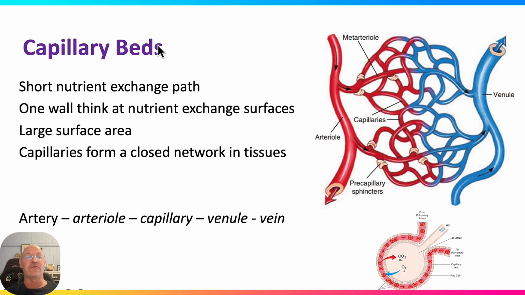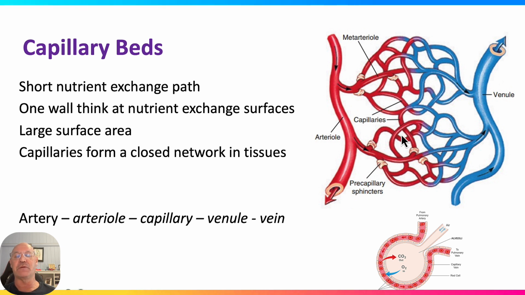So again, let's have a look at the characteristics of these capillary beds. Because they're wrapped around these exchange surfaces, and they've got very thin walls. The capillaries are very small with very thin walls, and they're wrapped around these exchange surfaces. So again, we've got a short nutrient exchange path, and because we've got this whole network of capillaries, we've got a large surface area in which the nutrients are able to diffuse across into the capillaries.